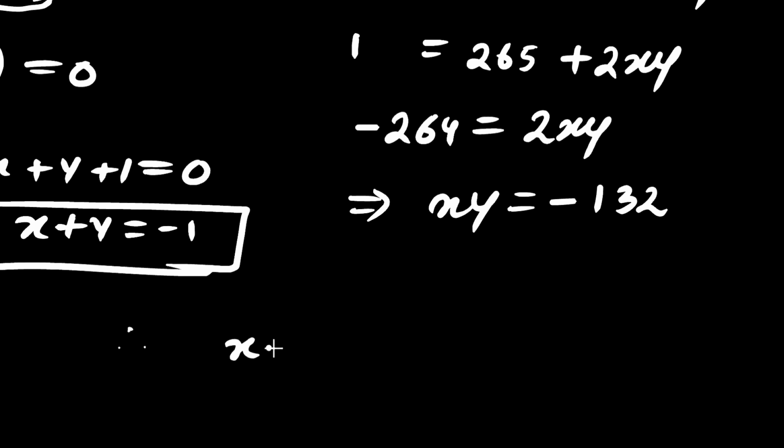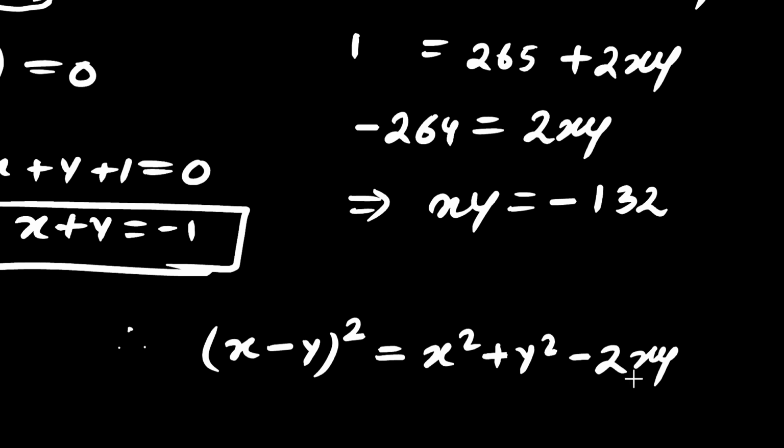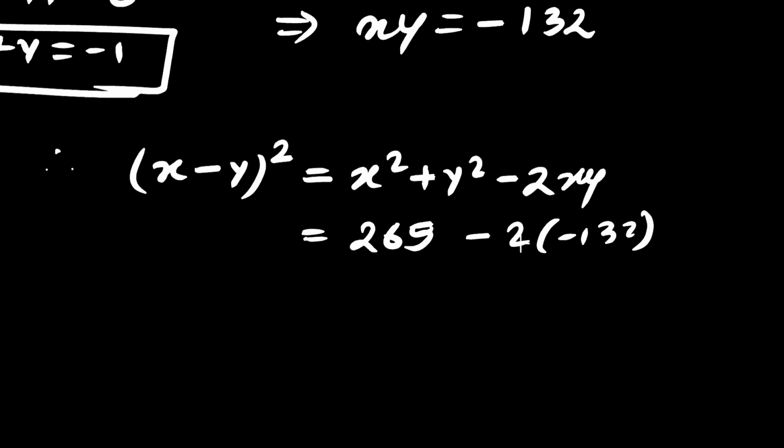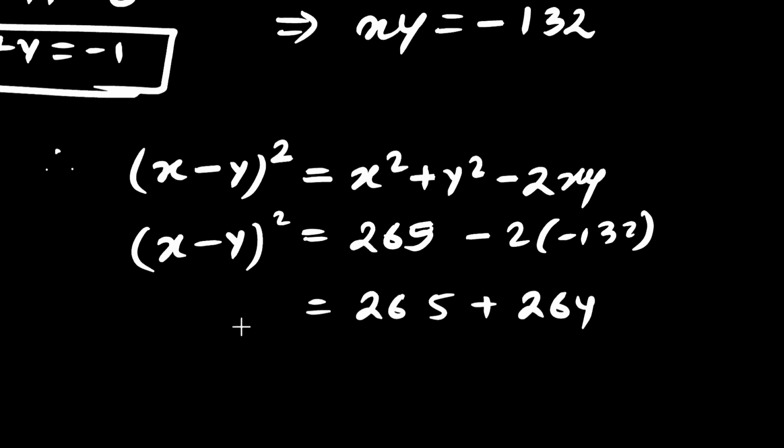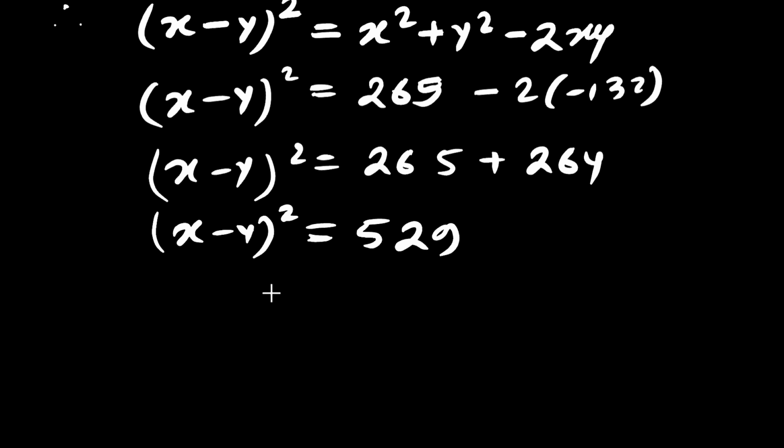The quantity x minus y whole squared equals x squared plus y squared minus 2xy. Substitute the values we already found. X squared plus y squared is 265, and xy is -132. Since we're subtracting a negative number, it becomes addition. So we get 265 plus 264, which equals 529. Therefore, x minus y whole squared equals 529.